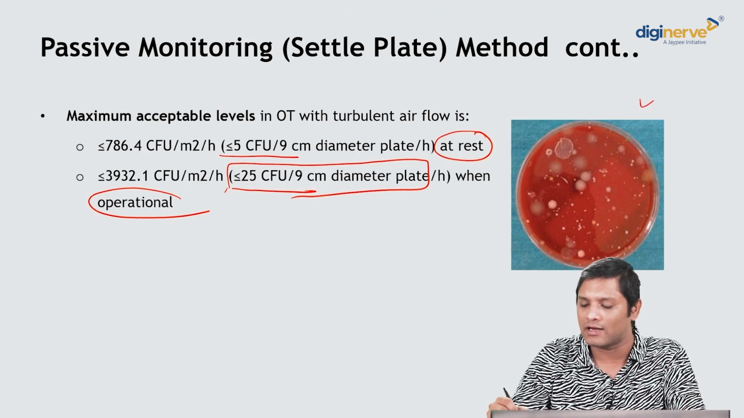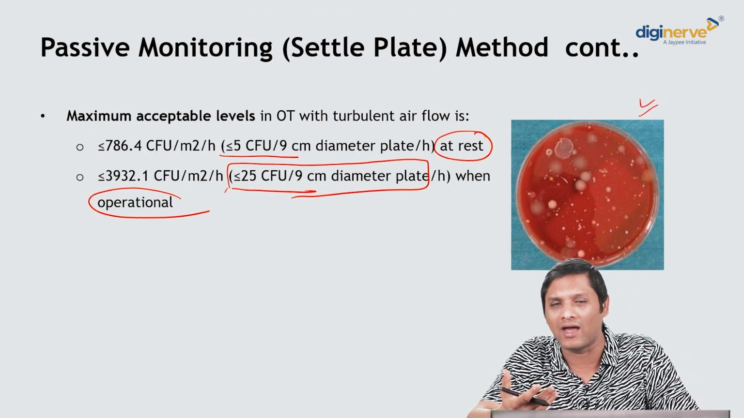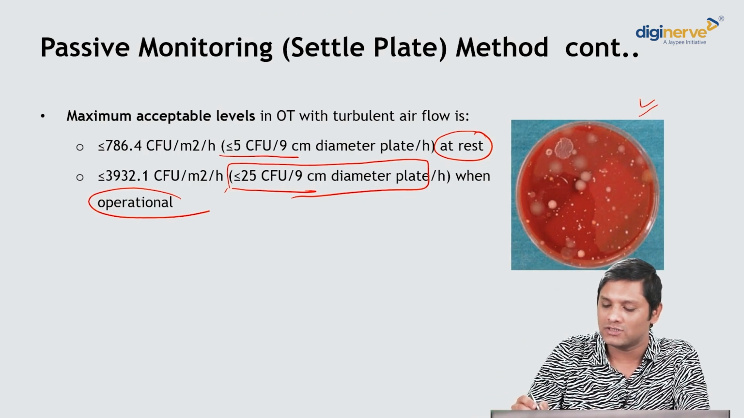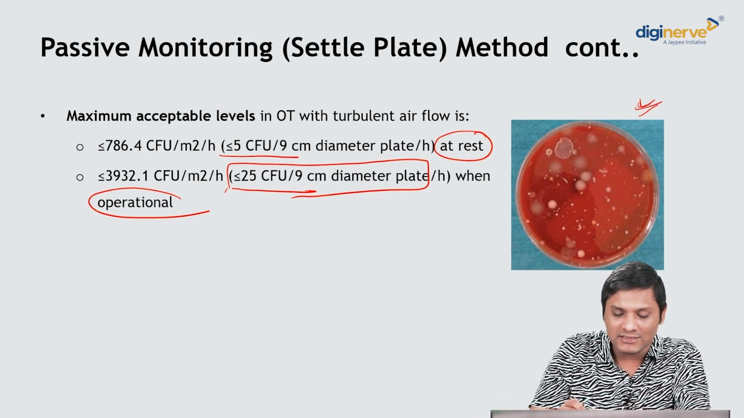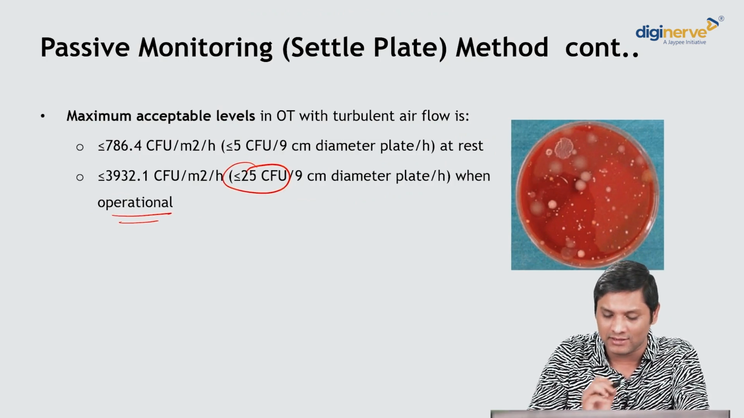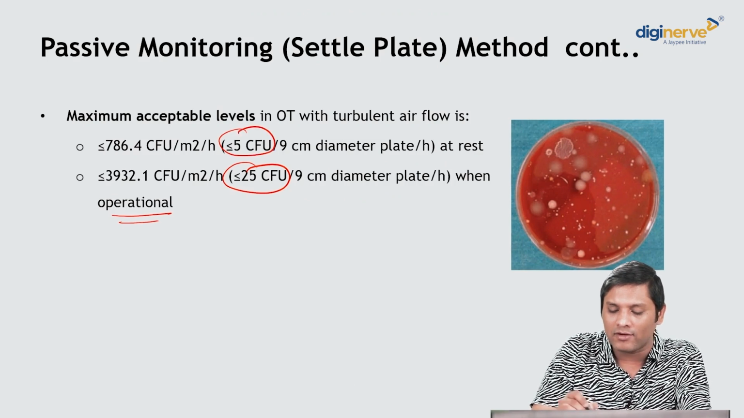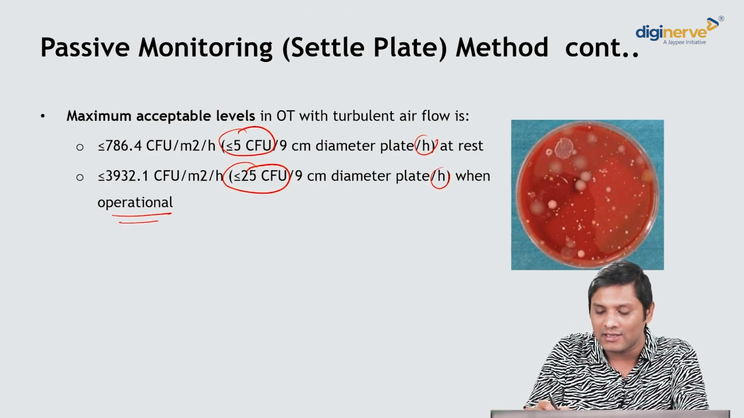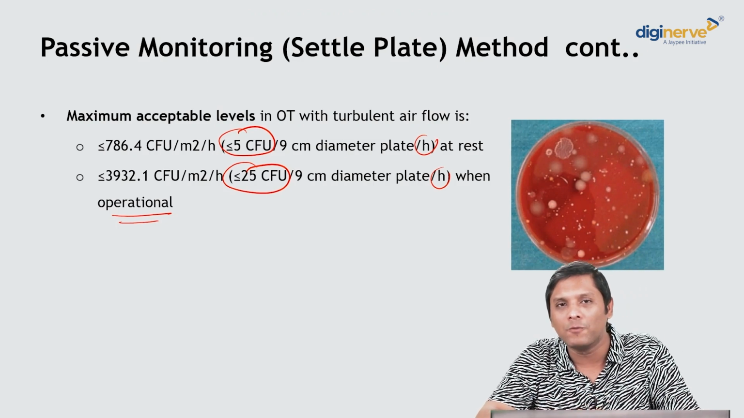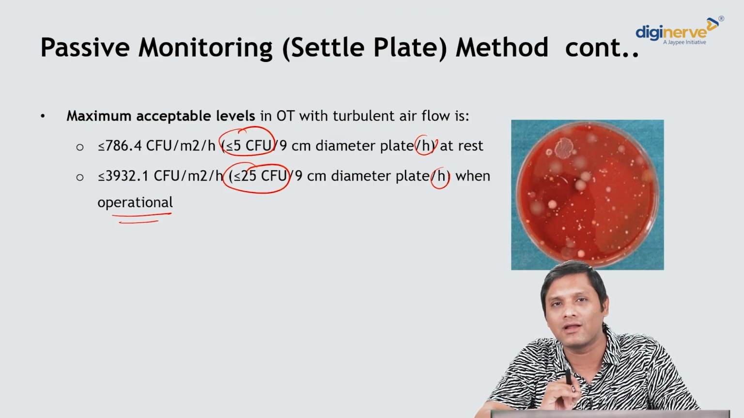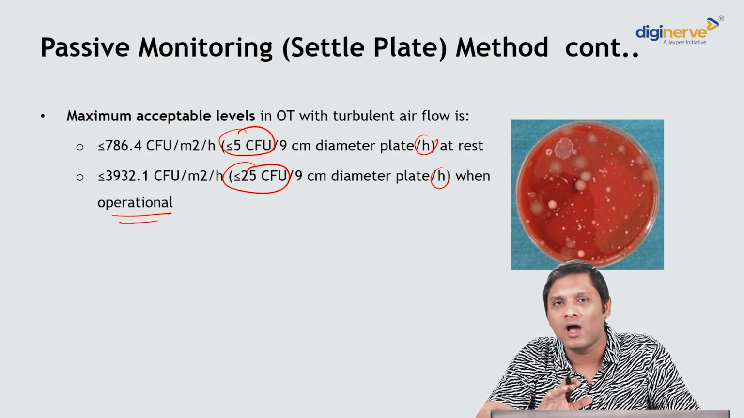Usually the blood agar plates that are available will be of 9 to 10 centimeter diameter. So in such a blood agar plate, less than 25 colonies while the OT is operational, or less than 5 colonies while the OT is at rest per hour, is considered acceptable. Above this cutoff, it is considered unacceptable. You have to do environmental cleaning of the operation theater.